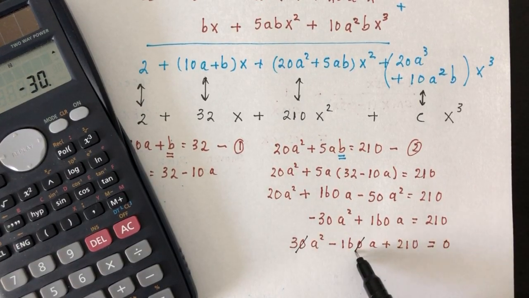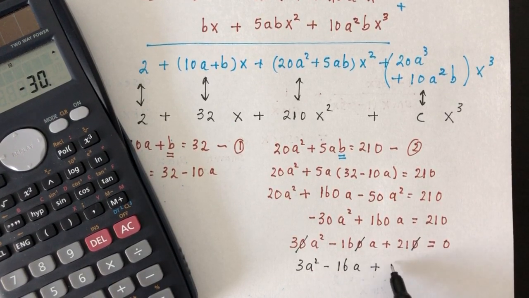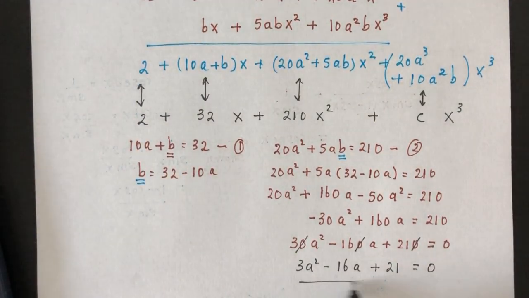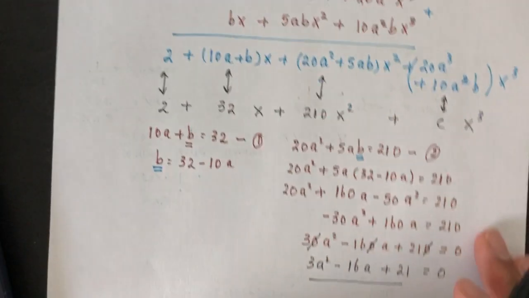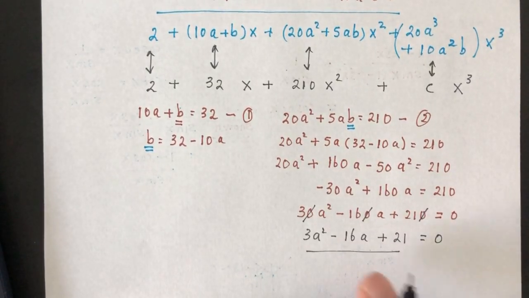Now you can divide by 10. You will have 3a² minus 16a plus 21 is equal to 0. So this is the equation that we need to show is the same as this, so shown as required. Now we have to solve this.